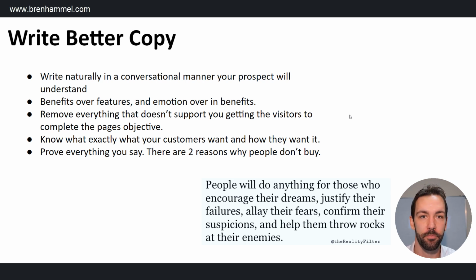Also, when it comes to your website, remove absolutely everything that doesn't support you getting the visitor to do what you want them to do, and that is to complete the objective of that page. So absolutely anything that could remotely distract them. So having suppliers, people that supply key goods and services to your business, having links to them on the website, that's a big no-no. We do not want these people to leave.